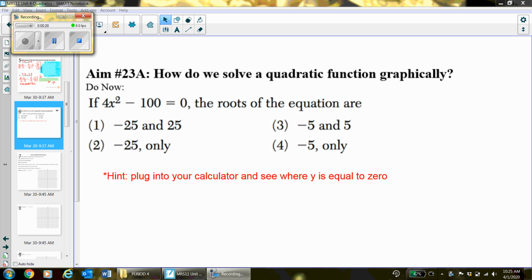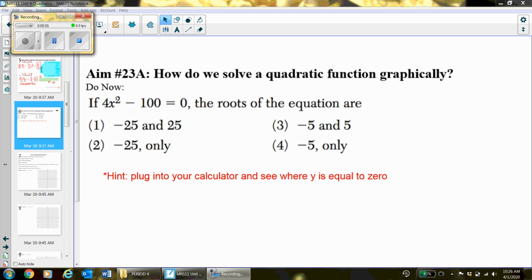Lesson 23A is on page 5 of the packet. If you want to do the do now on your own, you can pause the video here. All right, let's get started. So on this video, I added a hint. In your packet, I did not. All right, so the hint is to plug this equation into your calculator and see where y is equal to 0. And when I say plug it into your calculator, I mean plug it into y equals.